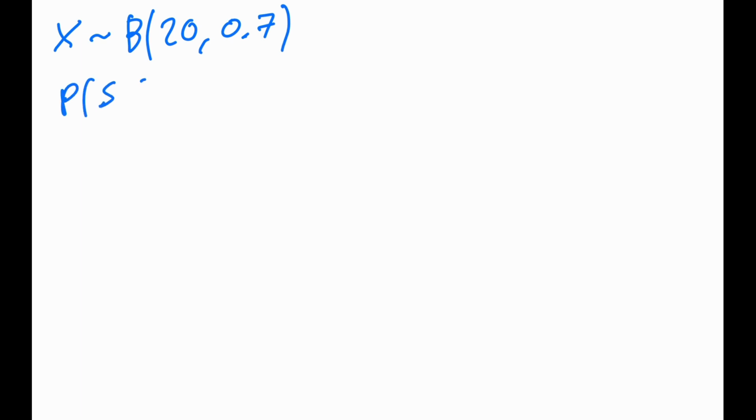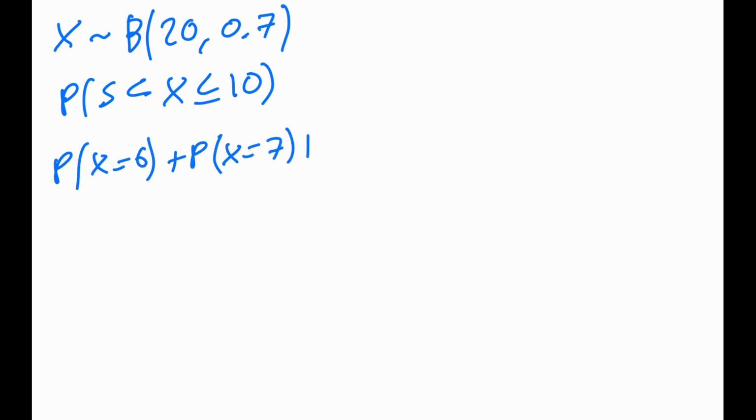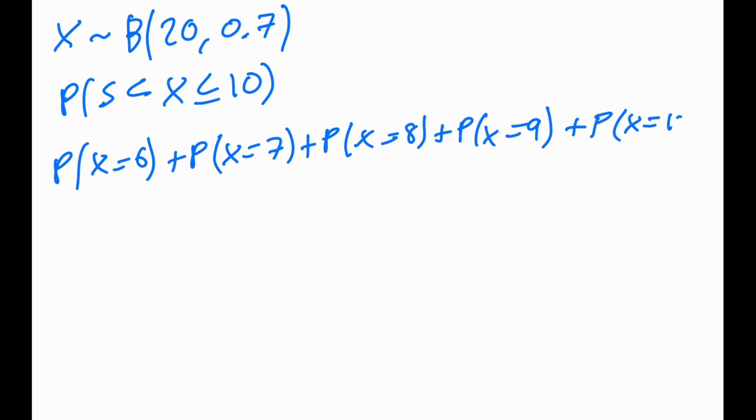So let's try another example where we have a different distribution, X follows binomial of 20 and 0.7. And then the probability of 5 is smaller than X, which is smaller than or equal to 10. What would we do? So we'll do probability of not 5, but X equals 6, plus probability of X equals 7, plus probability of X equals 8, plus probability of X equals 9, plus probability of X equals 10, because we do include the 10 here, and because we have the smaller than or equal sign, we do include the probability of X equals 10.